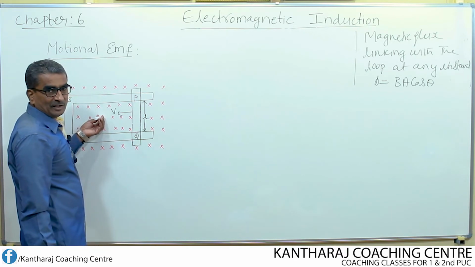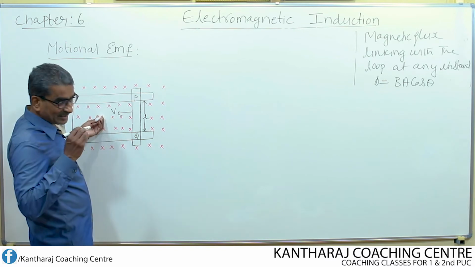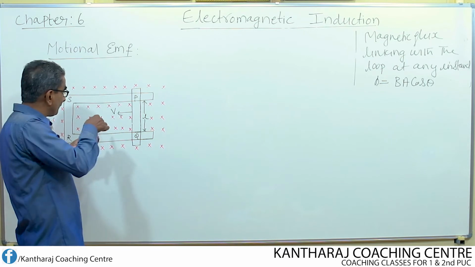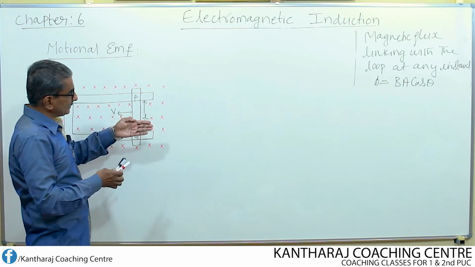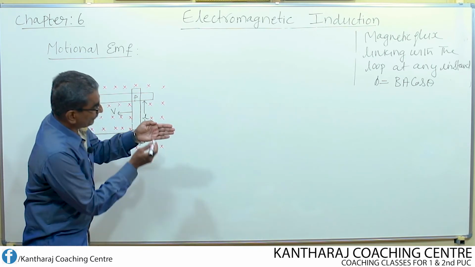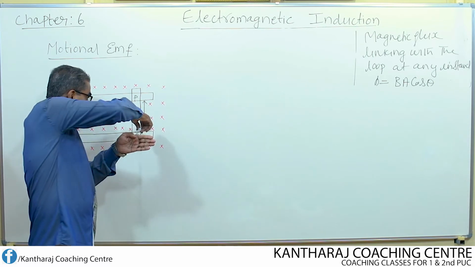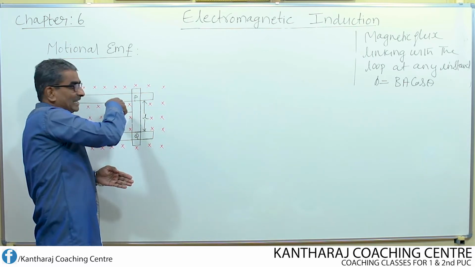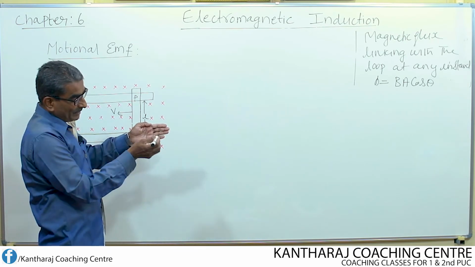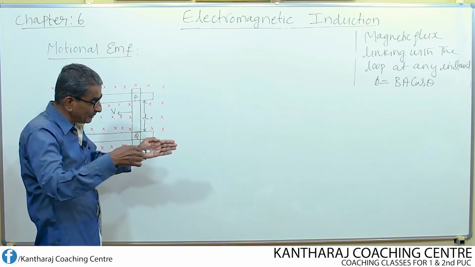Since I consider the field inwards, I can draw the area vector in either direction, outwards from the surface of this loop, either in this direction or towards the back side. The only thing is that the direction of the area vector must be away from the loop. It may be like this or like this, but it should not be towards the loop.